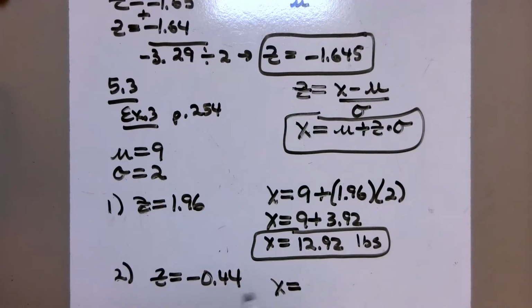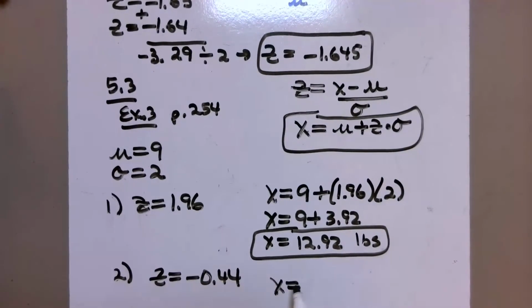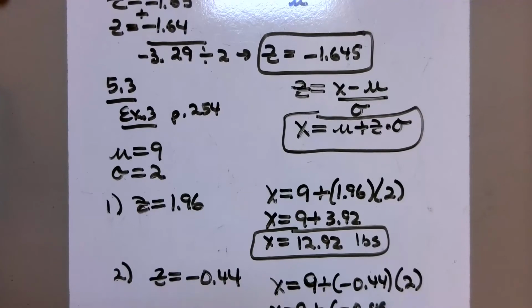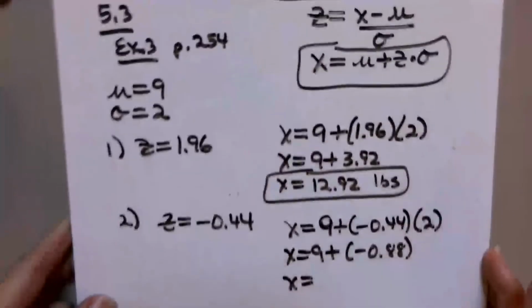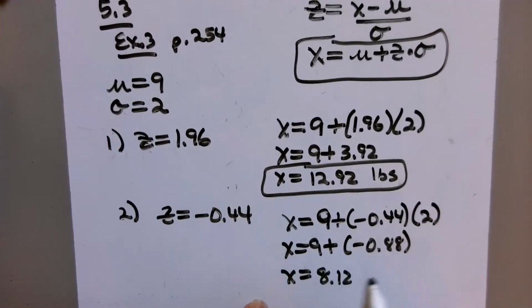So what we're going to do is put this into the x formula up here. We're going to put in our information. So x equals mu, remember, was 9, plus z, negative 0.44, times sigma, which was given as 2. So multiplying first, 9 plus negative 0.88, which means Slim, our cat, must weigh 8.12 pounds, a little less than the mean weight.